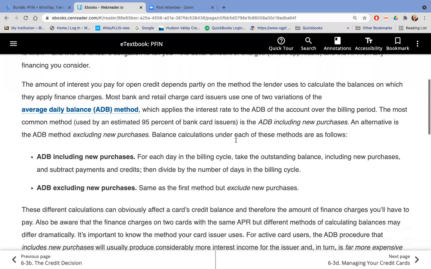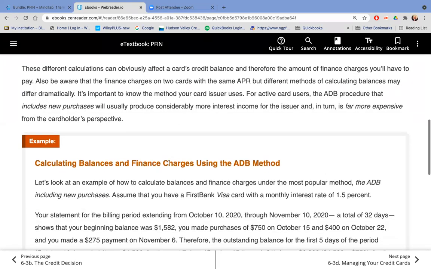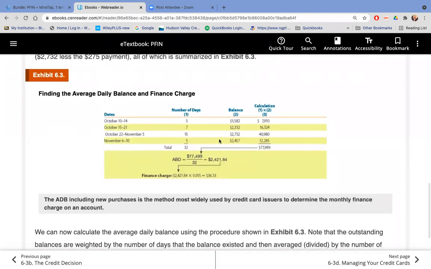The most common way credit cards do this, by the way, is something called an average daily balance, which means that they literally look at your balance every day. So here's an example in terms of average daily balances. For October, you had a certain number of days where that was your balance. There was a certain number of days, looks like 7, that was your balance on your card, 15 days that was your balance on your card, and 5 days where this was your balance.